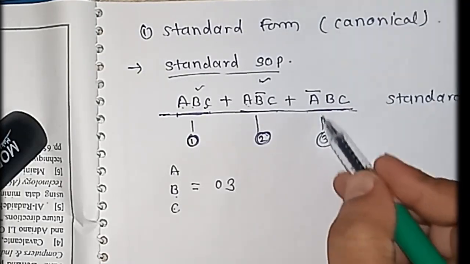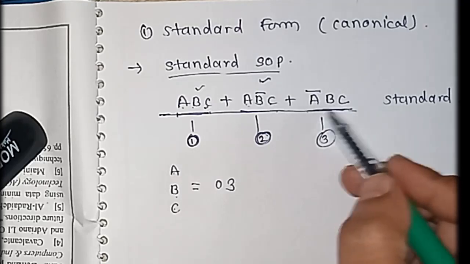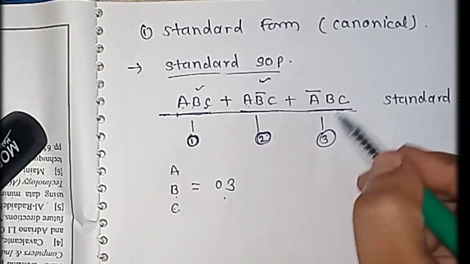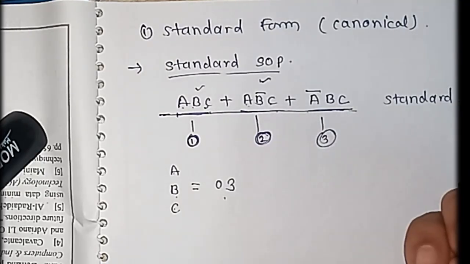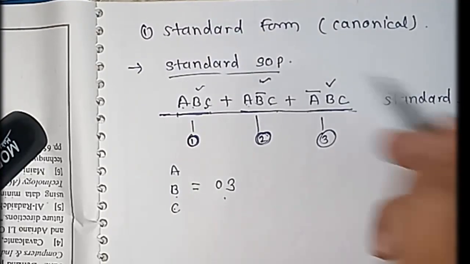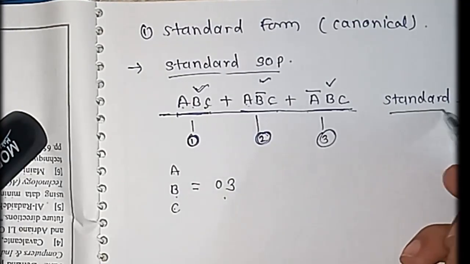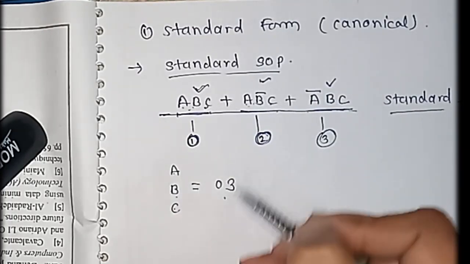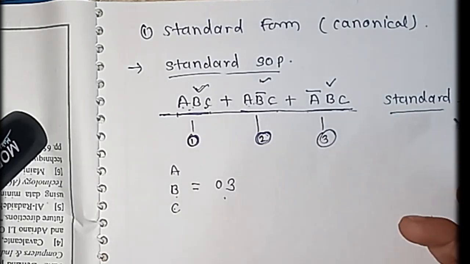And the last term is A bar BC. In this case also we have a total of 3 variables present, either in complemented or uncomplemented form. There is no issue, so this is also a valid product term. So according to the definition of standard SOP, all the product terms consist of all these 3 literals in complemented or uncomplemented form. So that is a standard SOP equation.